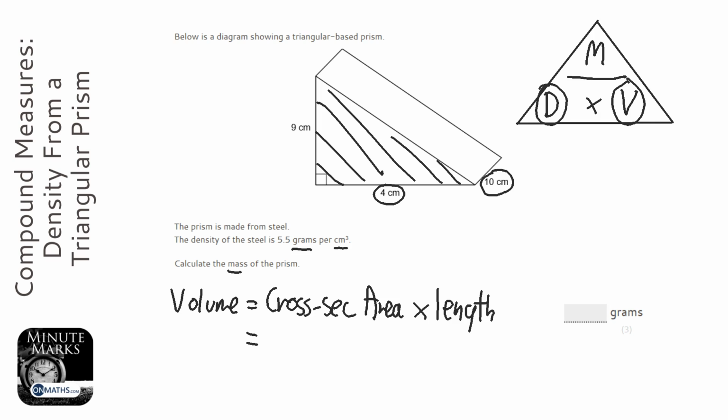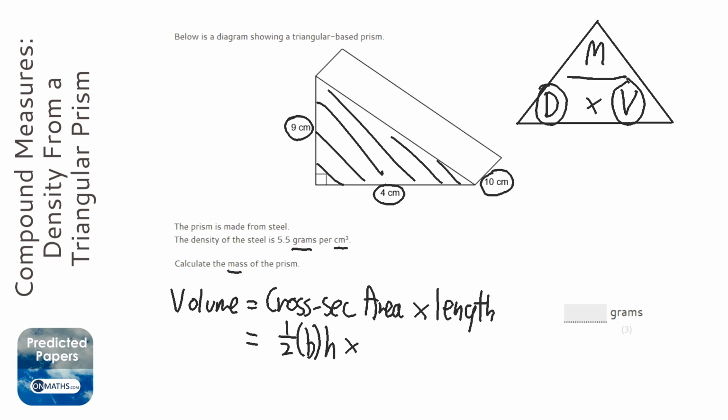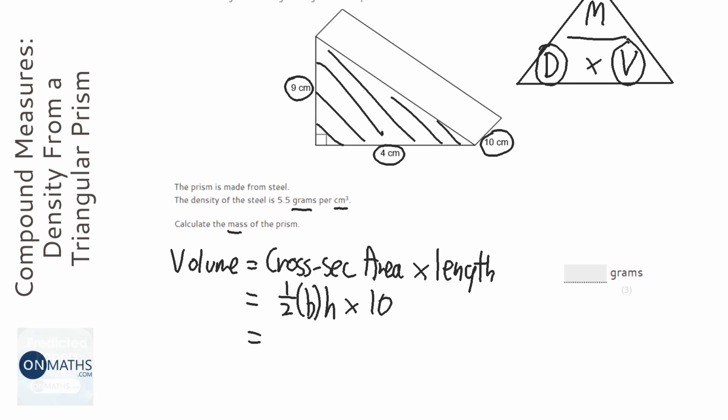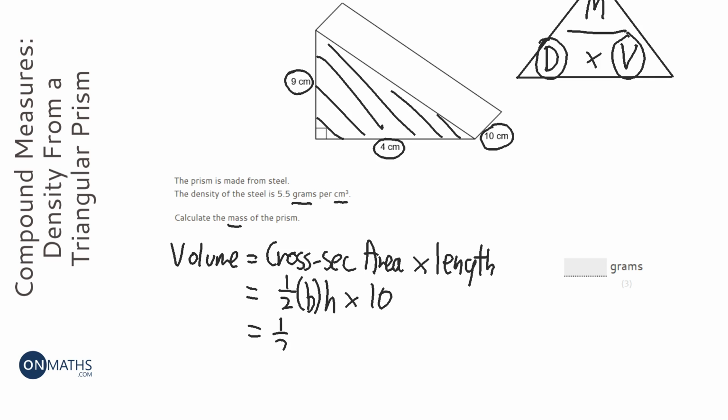We've got the base, which is 4, and the height, which is 9. So it's half times base times height, and then we're going to times it by the length, which is 10. So what have we got? The base, which is 4, so it's half times 4 times the height, which is 9 times 10.